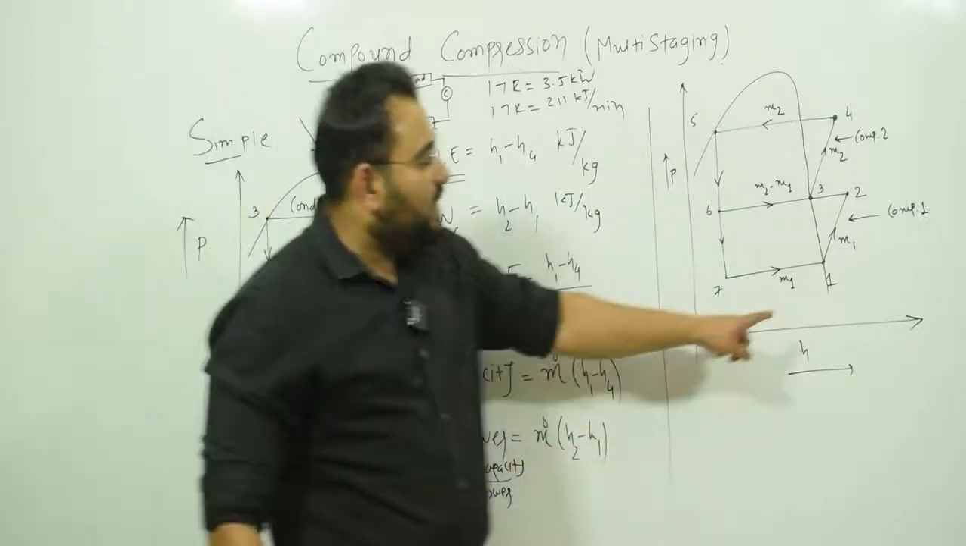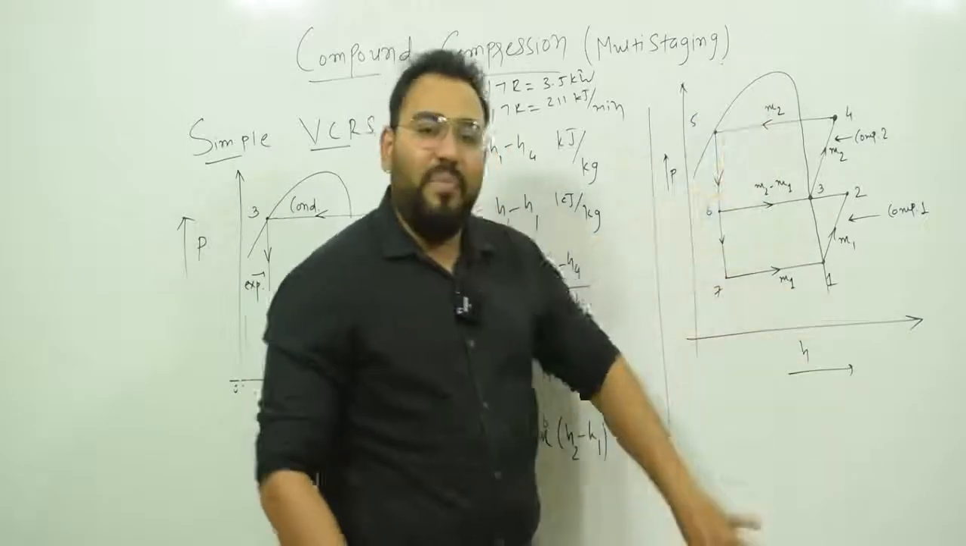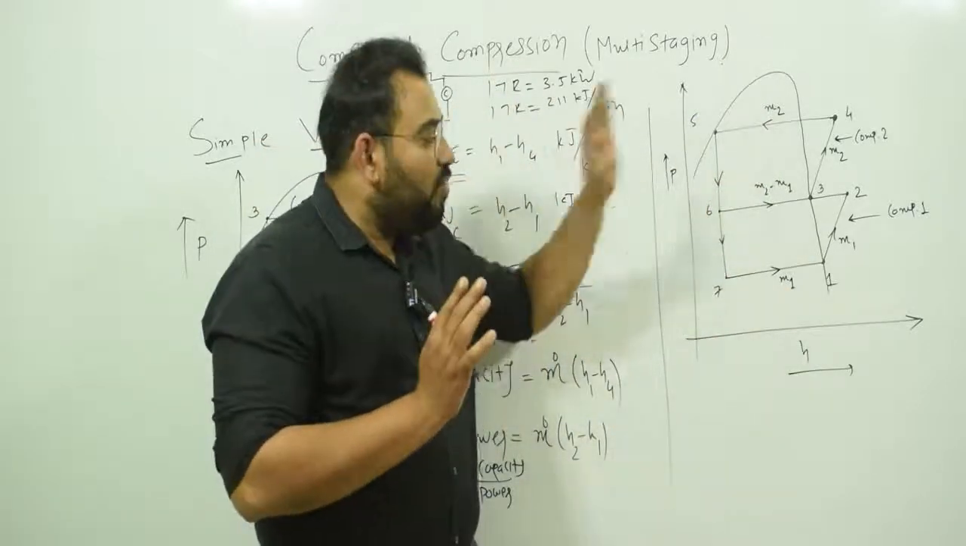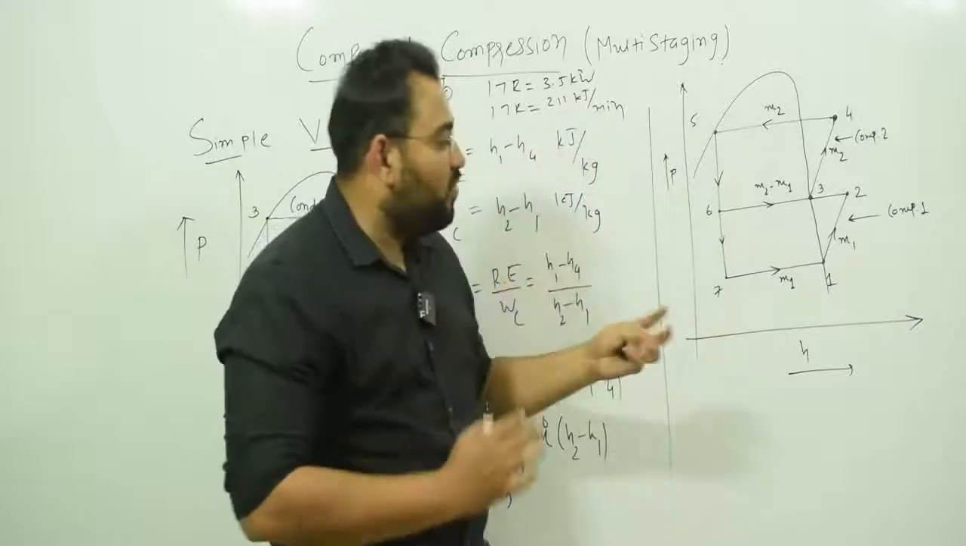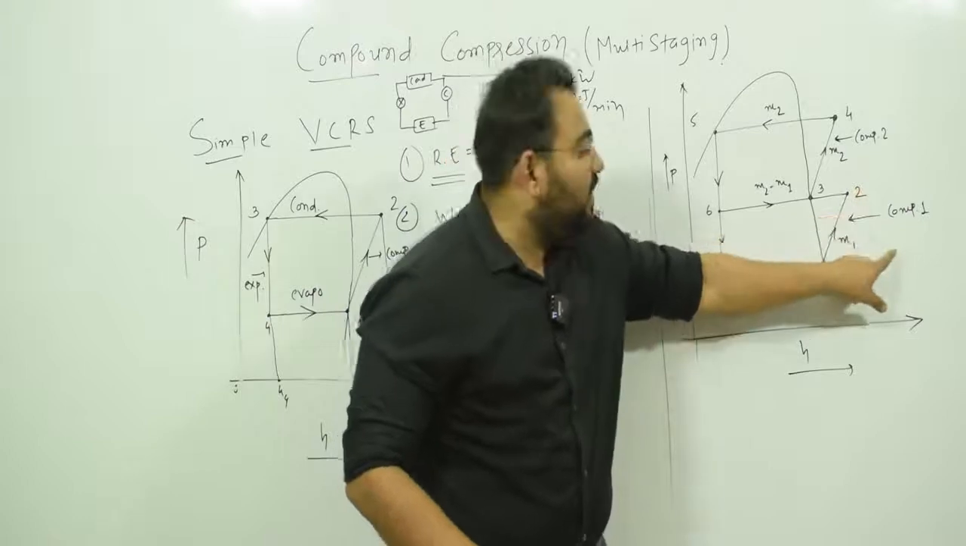But here you can see that this is the P-h diagram of the compound compression cycle. How this diagram comes, that we will discuss in the next video. Right now you don't have to focus on that. Right now you have to focus on the concept. So here you can see that this is compression 1. So 1 to 2, this is compressor 1.